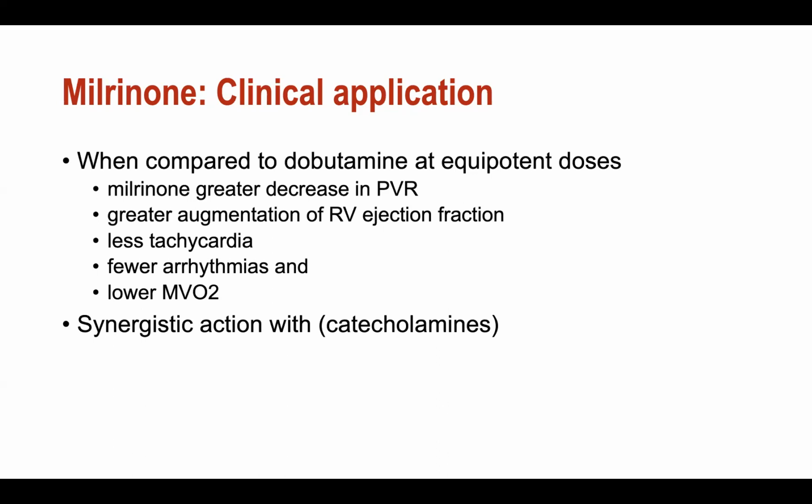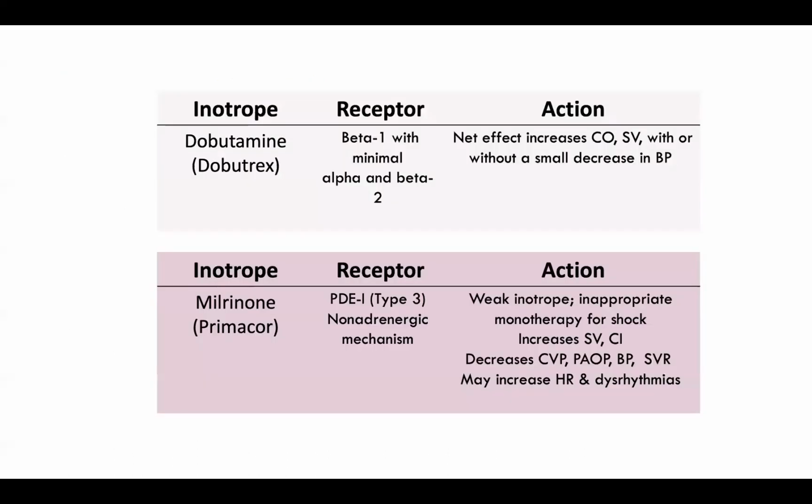It has less tachycardia, less dysrhythmias, and a much significant decrease in the oxygen requirement of the myocardium. It also works really beautifully together with catecholamines. So really, these are the two inotropes, Dobutamine and Milrinone. Milrinone is weak. It's inappropriate in general as monotherapy, meaning all by itself, for shock, unless it's a right ventricular dysfunction. And remember, with Dobutamine, we have to be concerned because if we start at a higher dose, you most often are going to have significant tachydysrhythmia, and that's going to limit your Dobutamine.